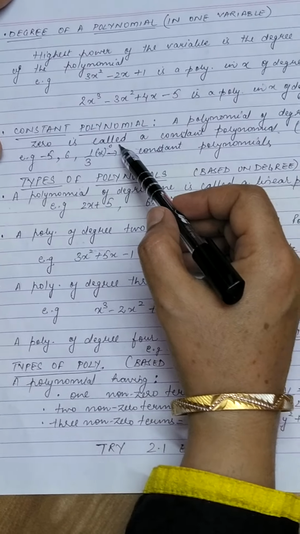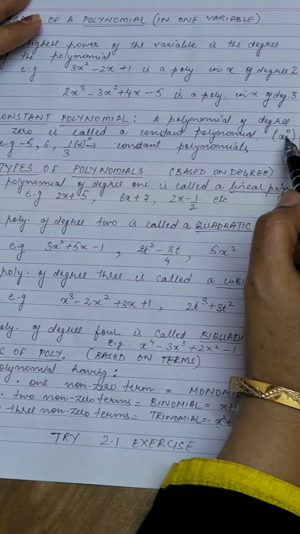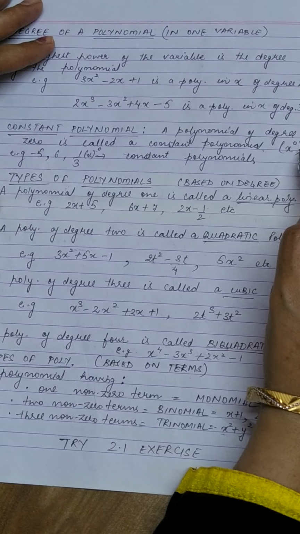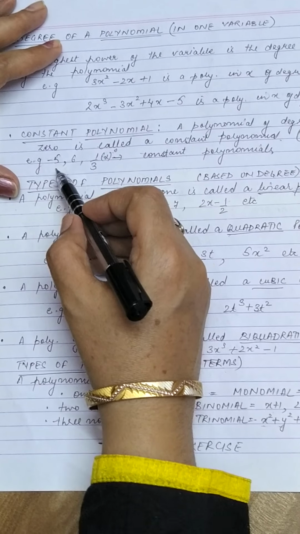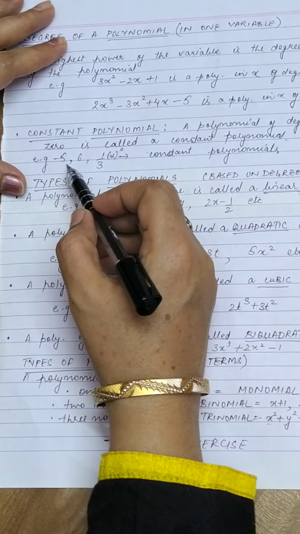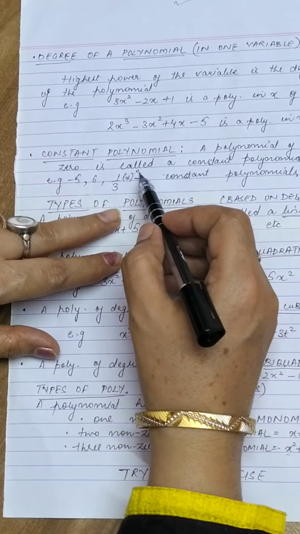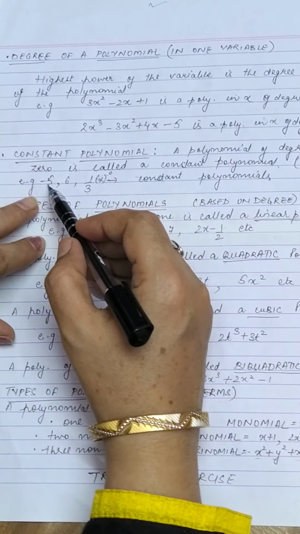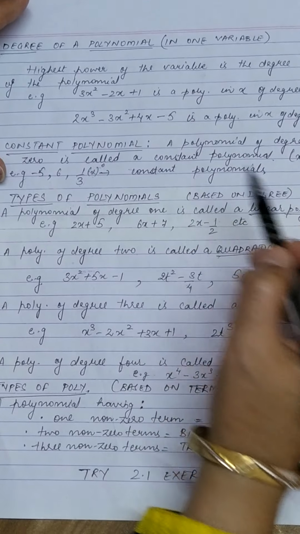Okay, next is constant polynomial. What is a constant polynomial? A polynomial of degree 0 is called a constant polynomial. Means the variable is x, and we know that x raised to the power 0 is 1. So if we are writing a constant polynomial like minus 5, 6, 1 upon 3, these are all constant polynomials. Here we are not mentioning x because the variable x has the power 0, which is understood as 1. So we are just writing it as minus 5, 6 or 1 upon 3. These are all constant polynomials.